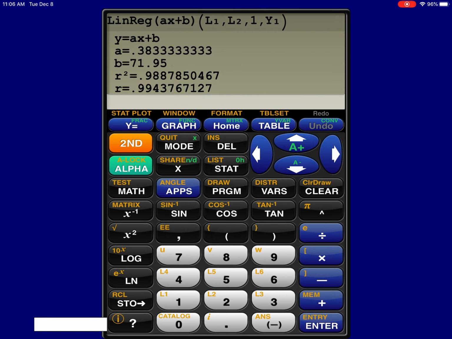Okay, so here is my number. A in my equation will be the slope. B is the y-intercept. R squared is the coefficient of determination. Should we use that? Yes, it is very strong. And then R tells us the correlation or the strength and direction.